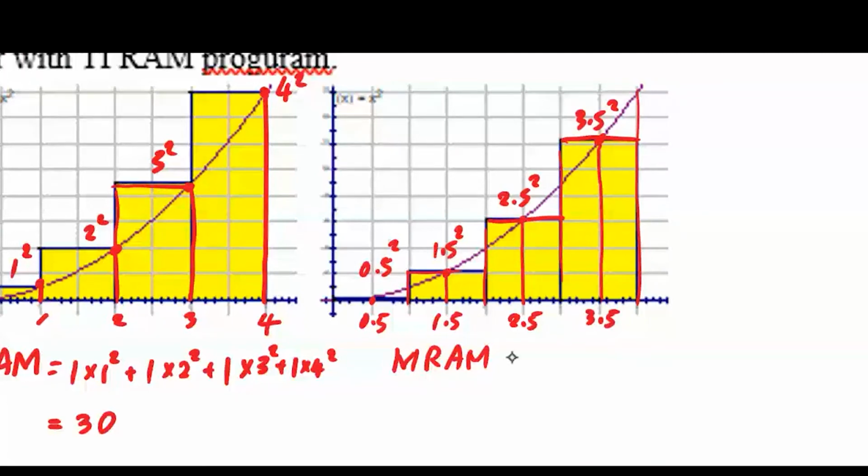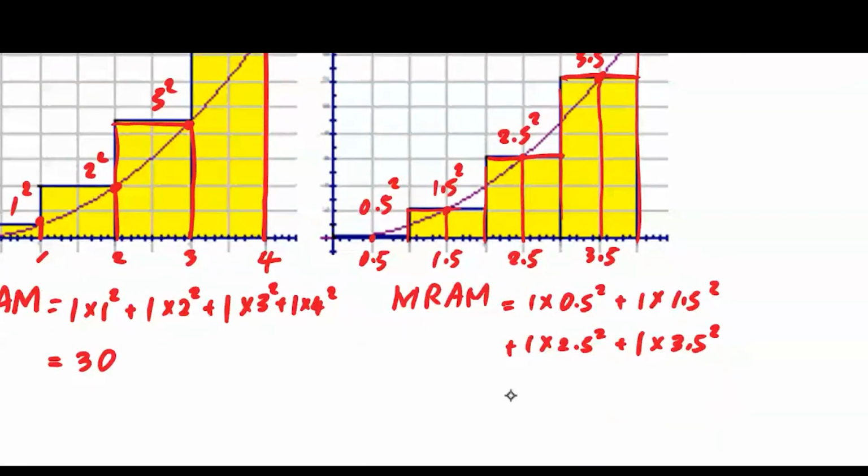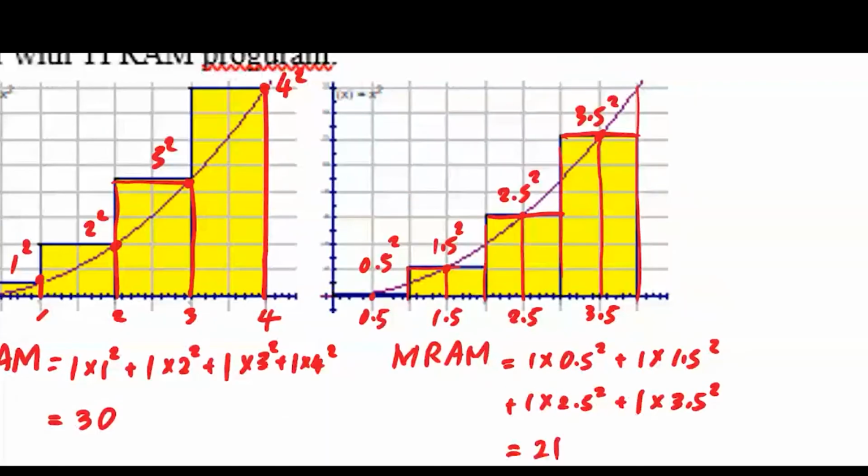So this area is equal to, punch it in as we go, 1 times 0.5 squared plus 1 times 1.5 squared, plus 1 times 2.5 squared, plus 1 times 3.5 squared. Tell me what you get. 21. And something tells me this has got to be the best approximation of the real area, right? Because this much cancels that much, this much cancels approximately there. It's got to be off just a little bit.